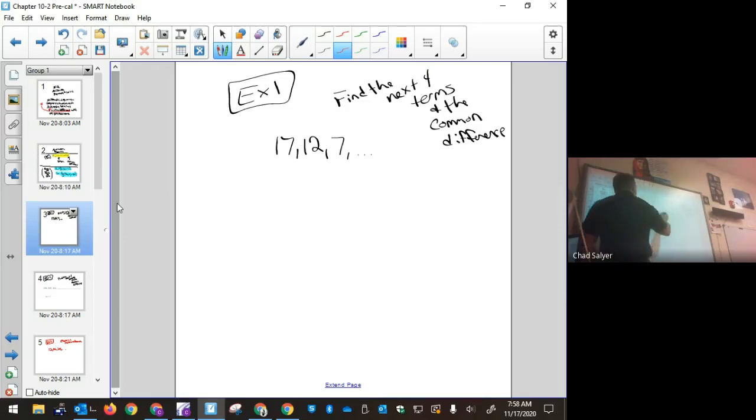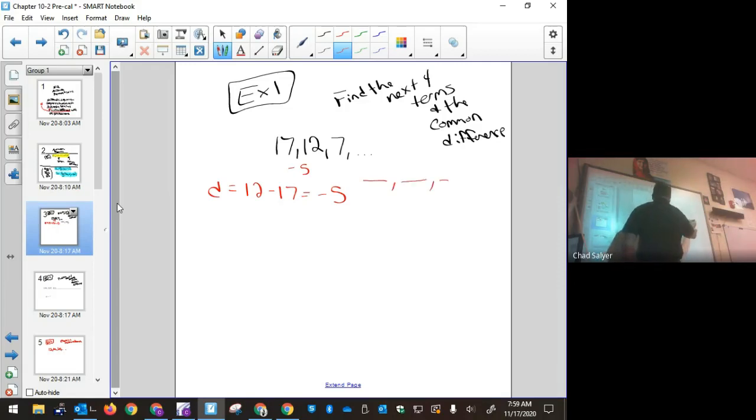So what is 12 minus 17? Not quite. 12 minus 17. So negative 5 is our D, as in delta. So if I take the difference between any term and the term that came before, the result is our D. So we now know the common difference, D. And writing the next 4 terms is fairly trivial after D's been discovered. So that's 2, negative 3, negative 8, negative 13.